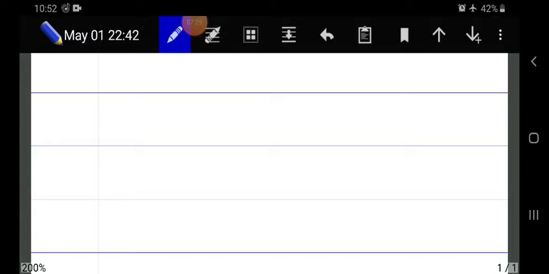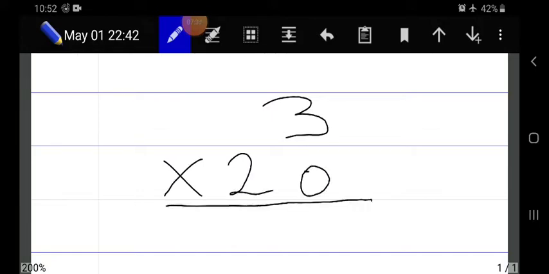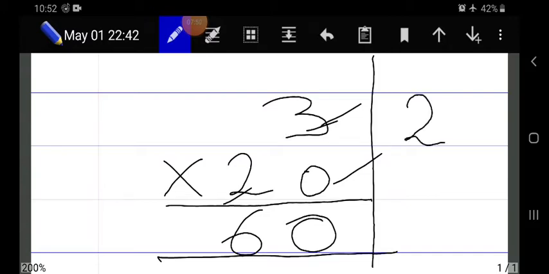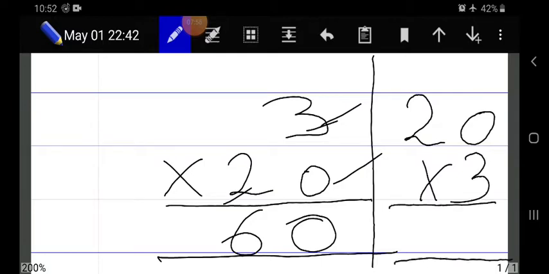Normally we multiply like 3 multiply by 20. This is how we multiply. 0 threes are 0, 2 threes are 6. This is the answer. If you are getting confused with how to do this kind of multiplication, you can write like this also: 20 multiply by 3. So 3 zeros are 0, 3 twos are 6. So the answer is 60.